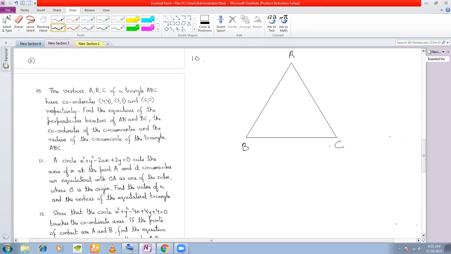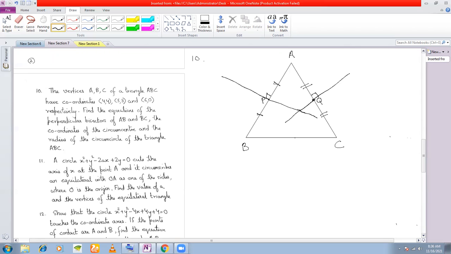In order to draw the circumcircle for this triangle, what we do is we draw the perpendicular bisector of this side, such that this part is equal to this part. Let's call this point P. So this is the perpendicular bisector of the side AB. Also, we draw the perpendicular bisector of the other side. Let's call this point Q. So that means this side is equal to this side.